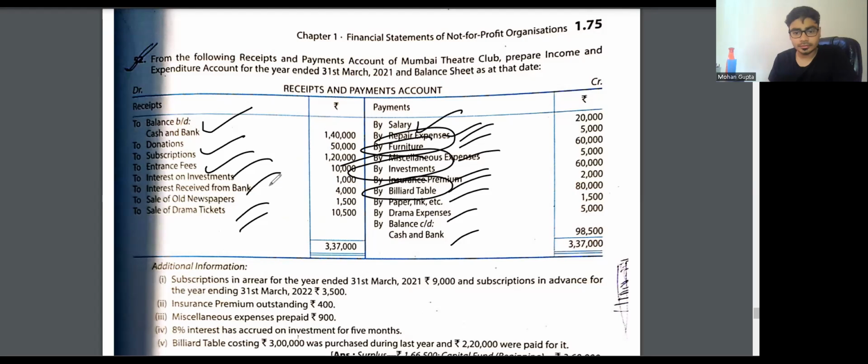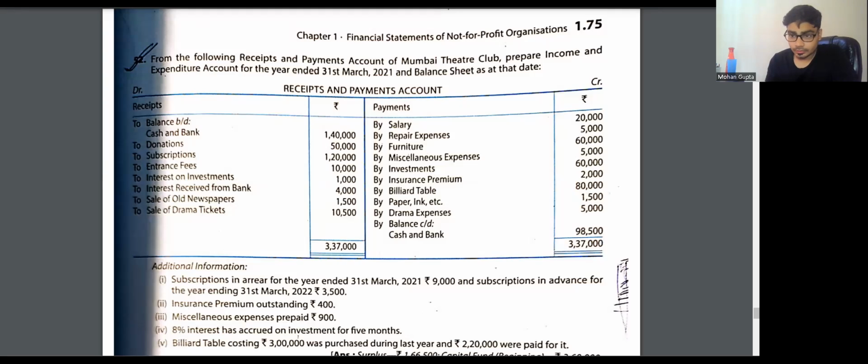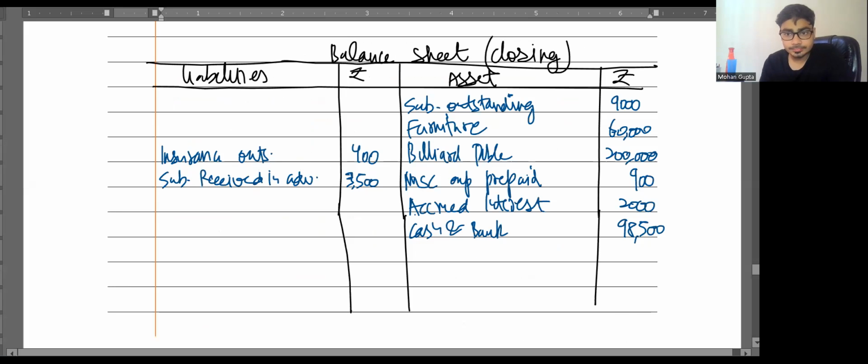What was that? Investments are assets. Remember? Oh yeah, investments. You missed this on the closing balance sheet asset side. Yes, closing balance sheet asset side. What is the value of investments? 60,000. 60,000, right?